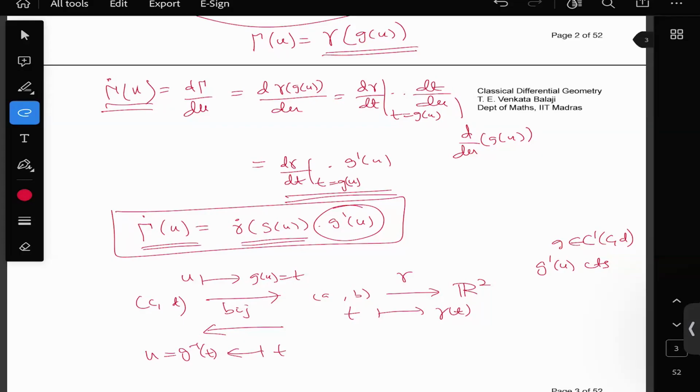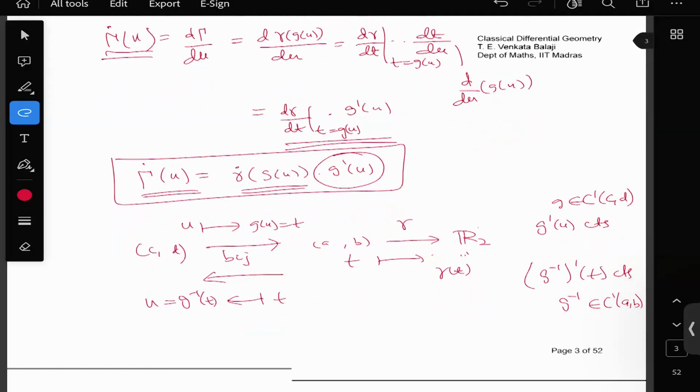So there is an inverse map, and I want that also to be derivable. Its derivative should exist, and that derivative should be continuous on (a, b). So you see, g inverse dash of t is also continuous. Basically you want g inverse also to be in C1 of (a, b). Okay, but you watch this.